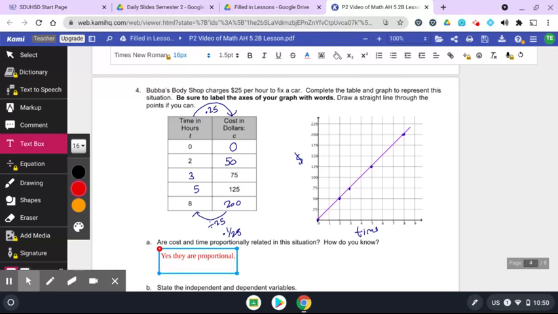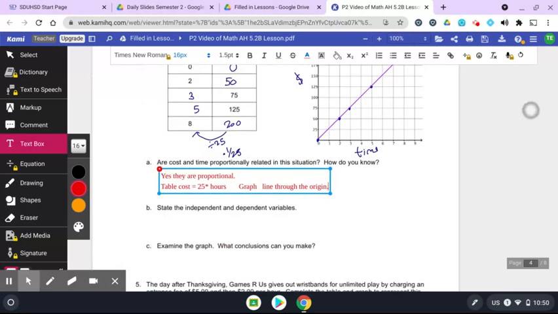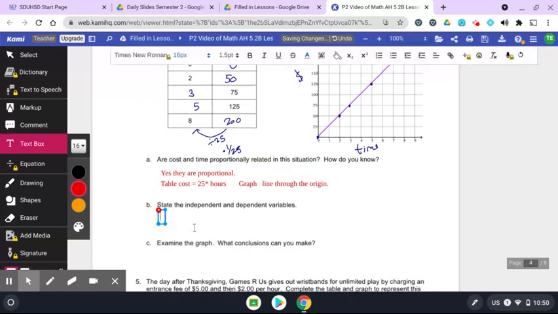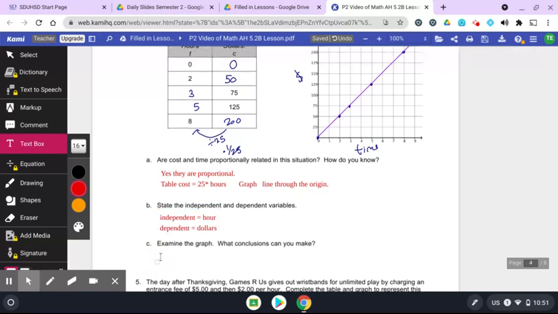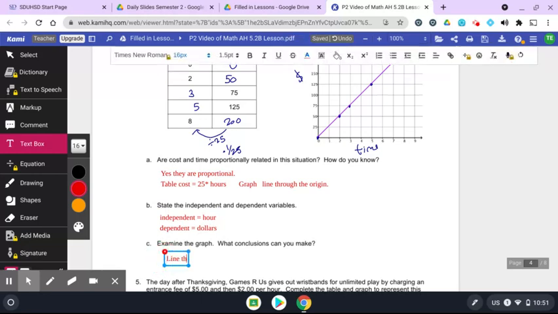Okay, I know it by two ways. From my table, I can see that the cost is equal to 25 times the time in hours. Or from my graph, I can see that it's a line through the origin. So two ways I know that it's proportional. Okay, my independent was time. My dependent was cost, dollars. And my graph is a line through the origin, which means it's proportional.